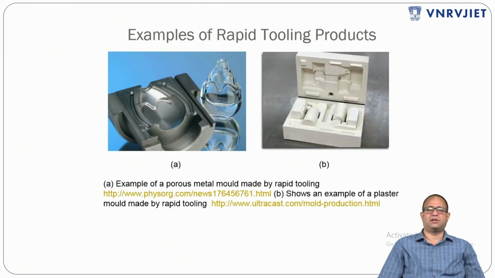Now here you can see examples of rapid tooling methods. The first one shows a porous metal mold made using rapid tooling methods, and figure B shows an example of a plaster mold made using rapid tooling. Based upon this, we make the parts. Achieving the tolerances and looking after the accuracy is quite a challenging task, especially for complex models. So this is where rapid tooling plays an important role.